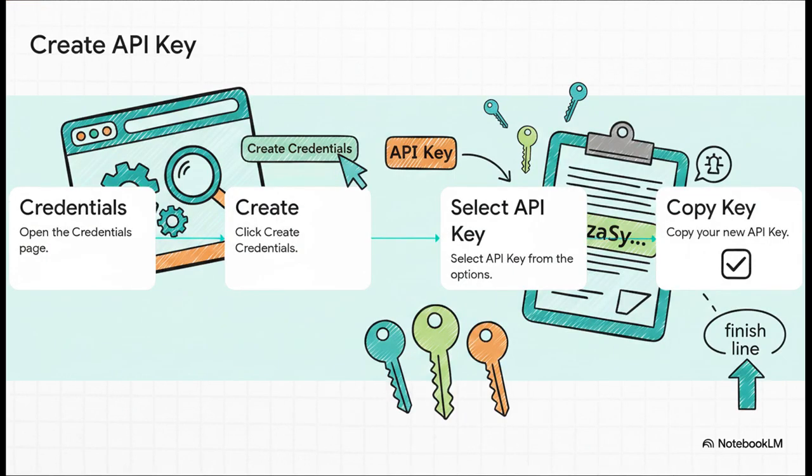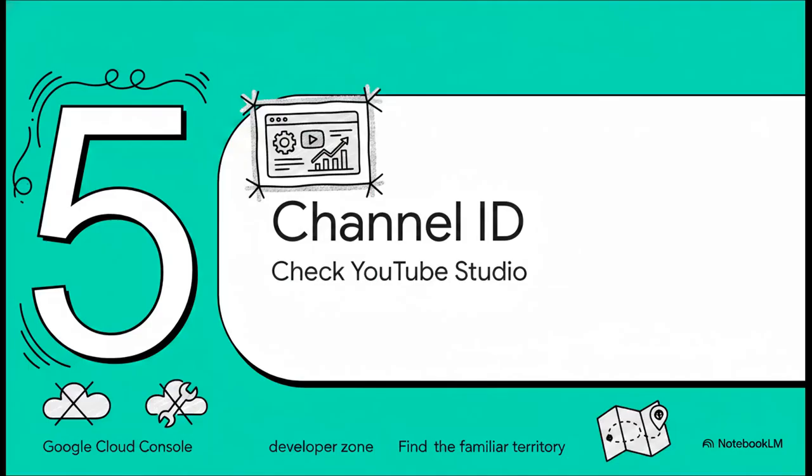But wait, we need one more key from this zone. Back on that credentials page, you're going to click Create Credentials, and this time select API Key. Google creates this key instantly for you. It usually starts with AIZSC. Just copy that API key, and with that, we now have 3 of our essential keys, and we are literally right on the finish line. Let's move to Section 5, Finding Your Channel ID, the final key from YouTube Studio.